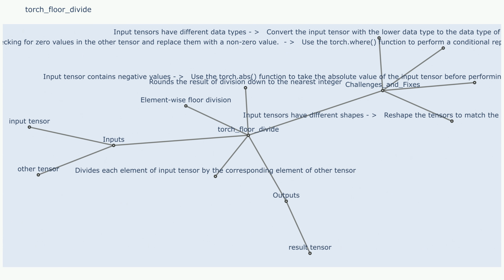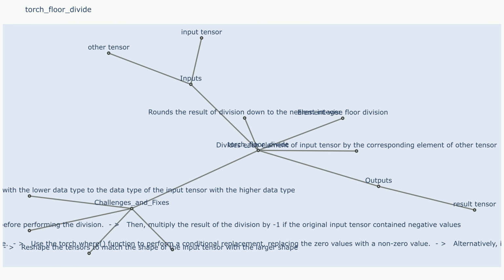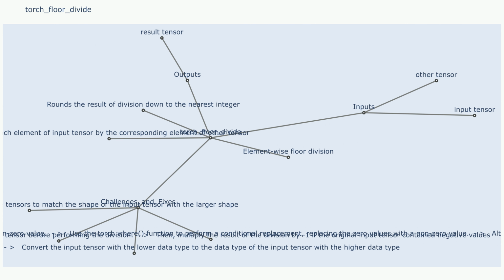Sample use case that resulted in challenge 1. Python. import torch. a = torch.tensor([1, 2, 3]). b = torch.tensor([0, 2, 0]). torch.floor_divide(a, b).